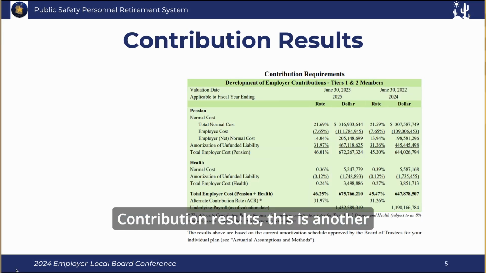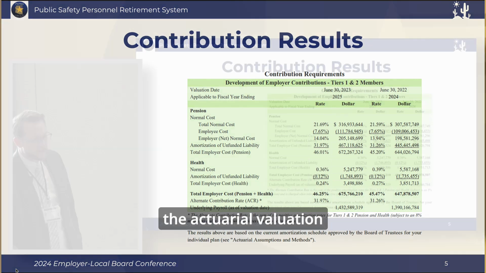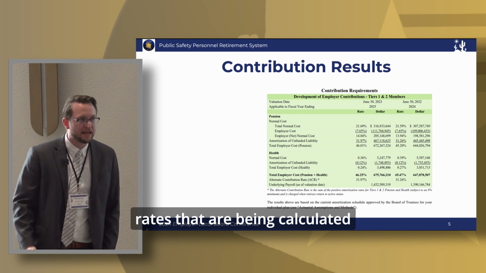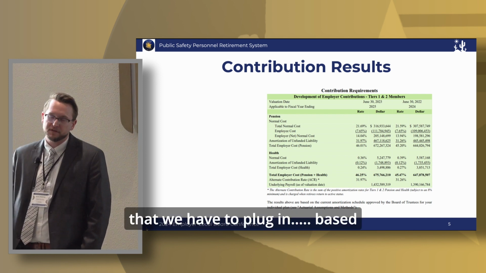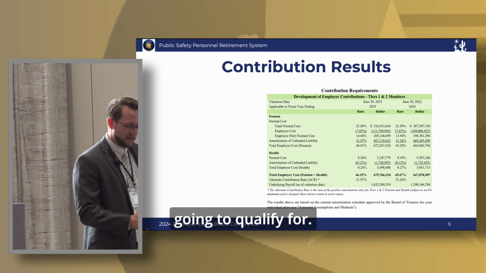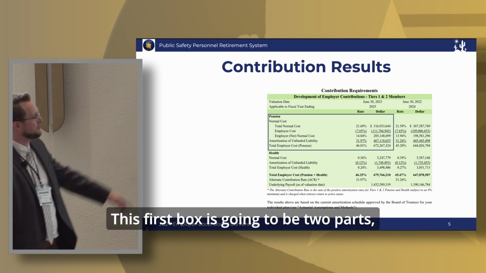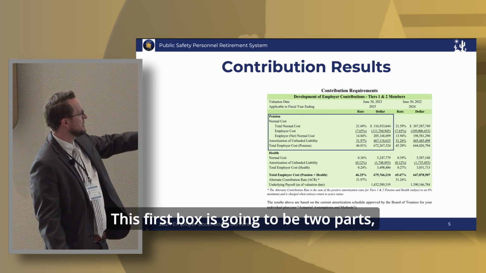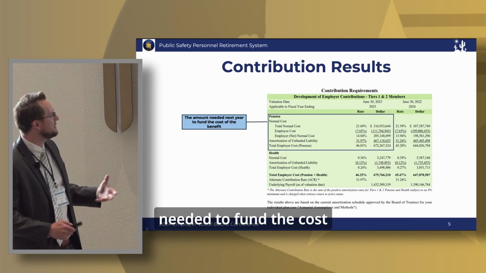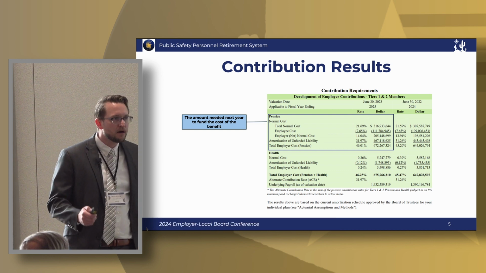Contribution results, this is another very important part of the actuarial valuation. It's where you're going to find the actual rates that are being calculated that you have to plug in to contribute based on the salary for qualifying employees. This first box is going to be two parts that I just want to point out. It's the normal cost, which is the amount needed to fund the cost of the benefit next year.